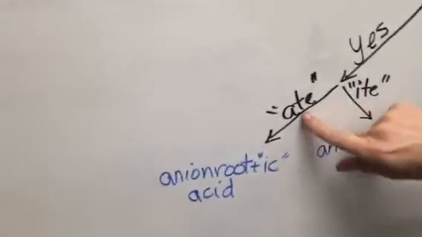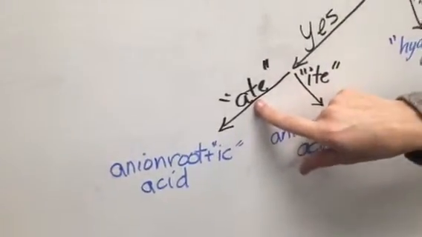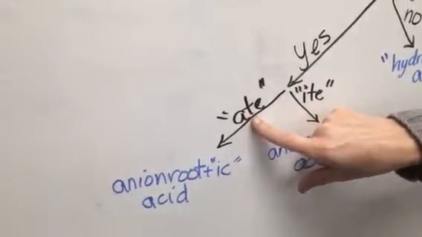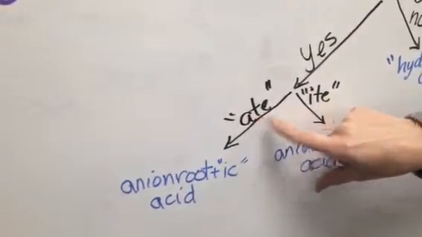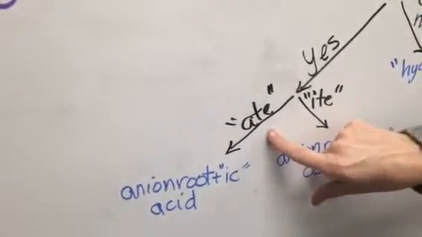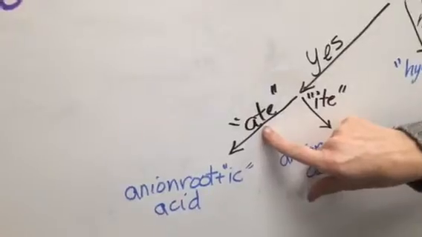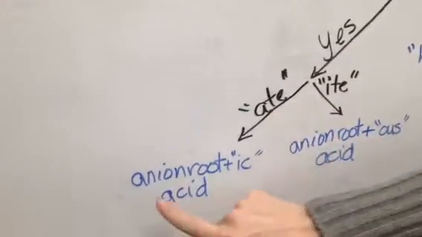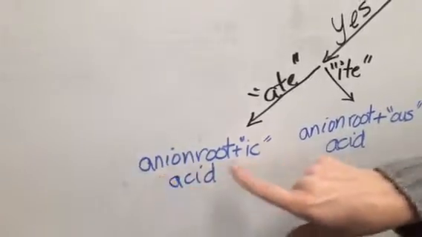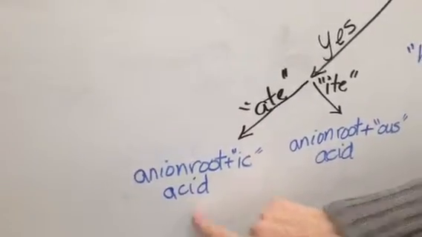Okay? But if it ends in ate, that's the most oxygenated form of that polyatomic ion. So this one has less oxygens on it. This one has more. If it ends in ate, like acetate, then you're going to name it for the anion root. So it would be acetic acid.